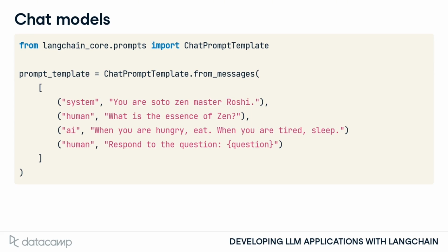In this example, we can see three roles being used: system, human, and AI. The system role is used to define the model behavior, the human role is used for providing inputs, and the AI role is used for defining outputs, which is often used to provide additional examples for the model.